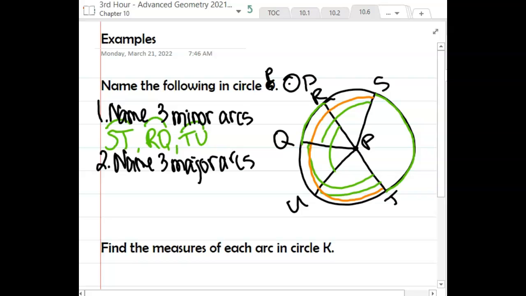So there's a couple different ways to name this one, right? How could I name the major arc between S and T? T-U-S. Very good. T-U-S. Or you could do S-U-T, or you could do T-Q-S, or S-Q-T. See all the options here? What's another major arc?